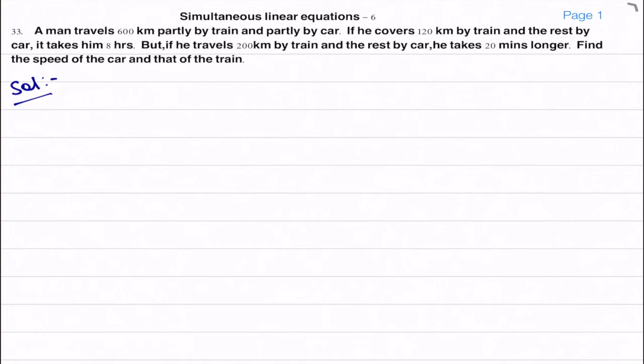Good morning students. Today again we will continue with the word problems of simultaneous linear equations. So we'll start with the example of time, distance and speed.